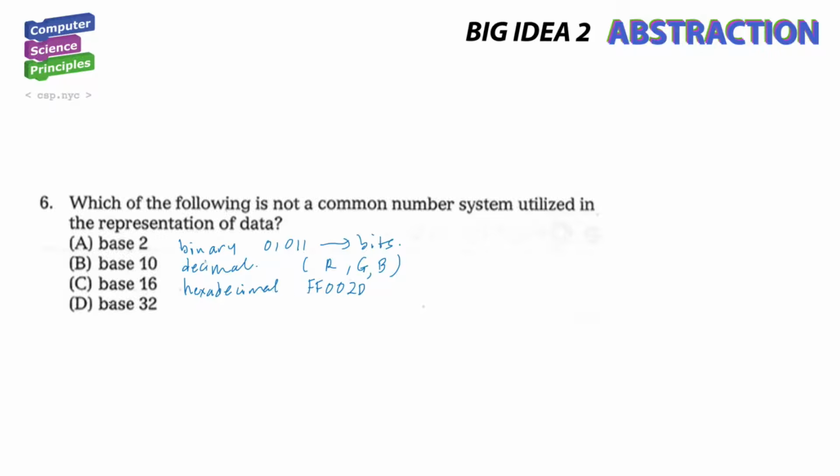So we get to the bottom, base 32, and this is a little more unusual. So which of the following is not a common? If it's not common, it's unusual, and so D would be our answer. Number 6 is D.